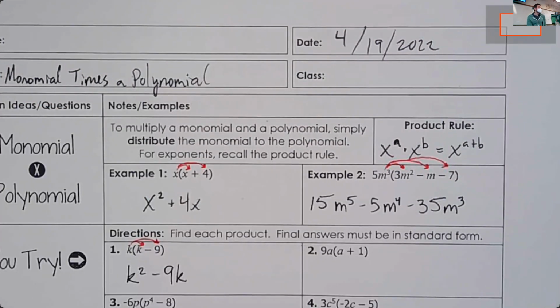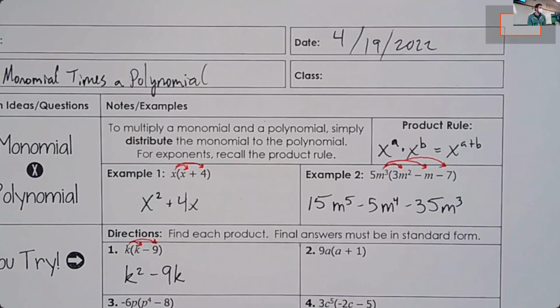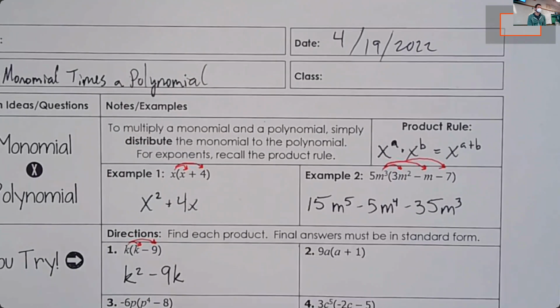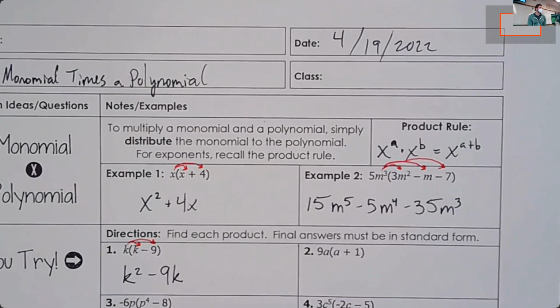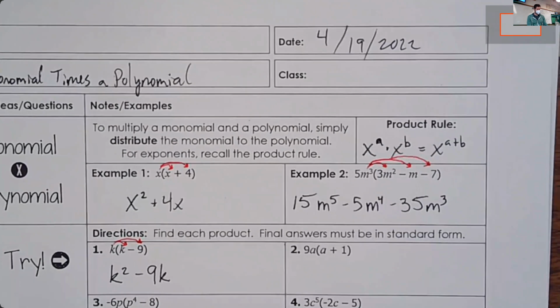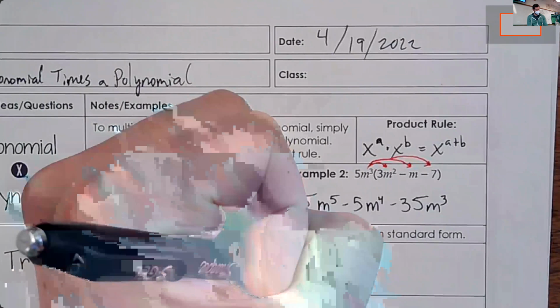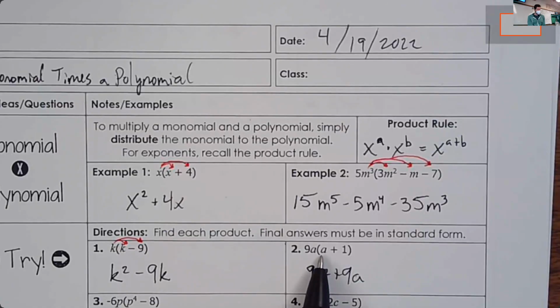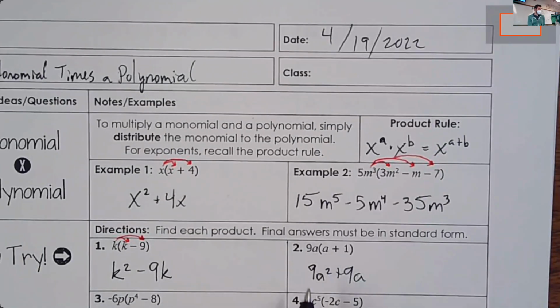Problem number 2. What do we think about that one? Nine a squared plus 9a. Yep. So 9a times a, just the a's together, add the exponents, a squared, 9 stays the same, and then anything times 1 is whatever that thing is, so 9a. The 9a squared plus 9a.